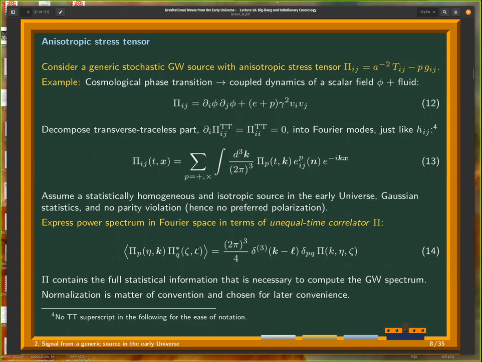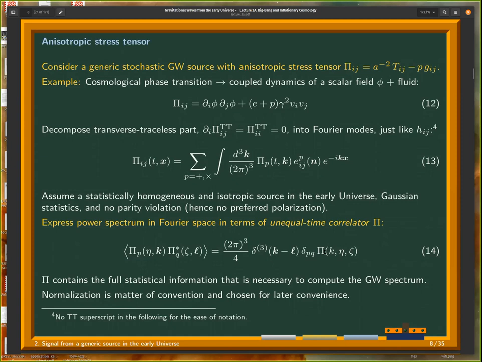Also, just as a quick comment, this normalization factor in front is just a matter of convention and chosen for later convenience, so don't pay too much attention to this prefactor. The important statement here is that this expectation value is given by this function. Because of our assumptions about homogeneity, isotropy, and so on, this only depends on k, eta, and zeta. It does not depend on the direction of k because it's isotropic. It does not depend on polarization because we assume no parity violation. That's why we also have this Kronecker delta in front here, and so on and so forth.